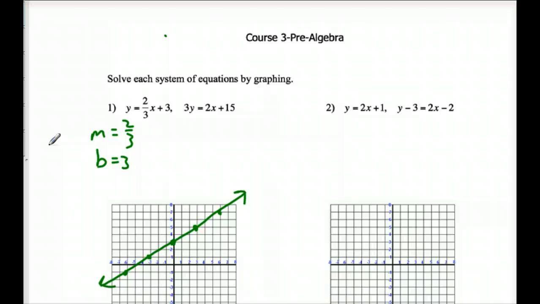This next one, I don't like the form that it's in. 3y equals 2x plus 15. What would you do to make it easier for your life? Henny, what would you do? Let's divide both sides by 3 and put it into slope intercept form. That's what I would do. Whenever you can solve it for y, you can put it in slope intercept form.